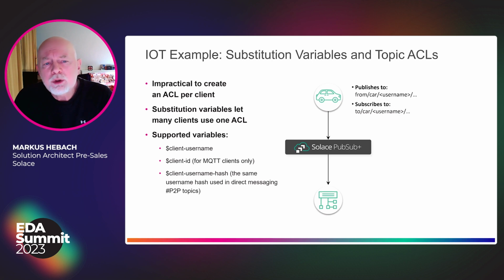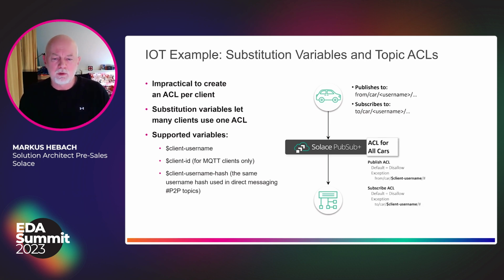So we can use substitution variables in topic ACLs in order to simplify all that. You can use substitution variables within the ACL. Yeah, so if a car publishes to from-car and vehicle ID or username, and subscribes to that, it will actually look like this. You disallow everything and you allow only from-car, and you have the substitution variable of the client username, which is contained in the certificate, right?